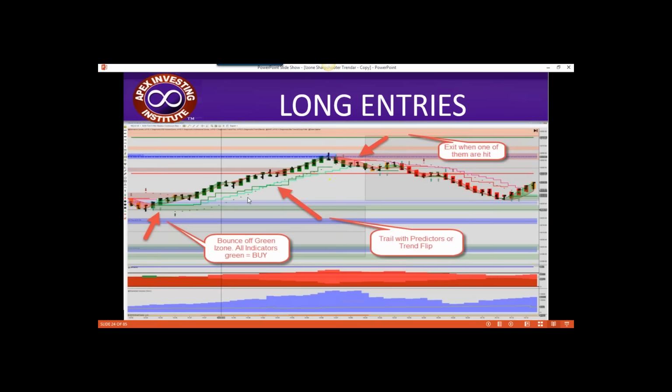So let's talk a little bit here. What is a long entry? How do we know that we want to go long? Now that we kind of know what the bars are, what the indicators are, and what IZONES are, let's talk about it. You might say, that's great, John, you just talked for 30 minutes about these indicators. What do I do with them? I'm tired of hearing about that. Show me a chart. Here we go.